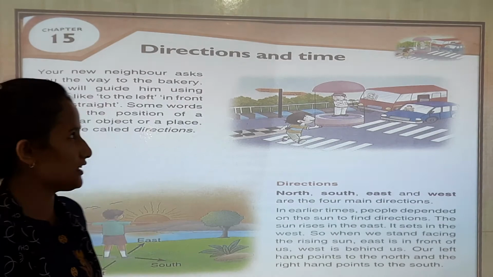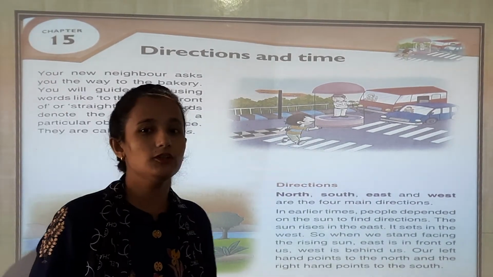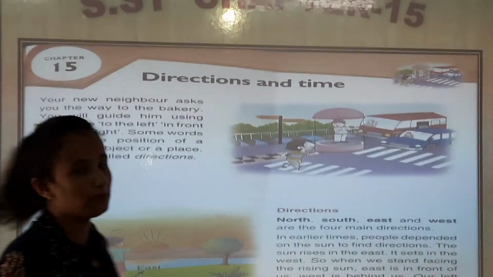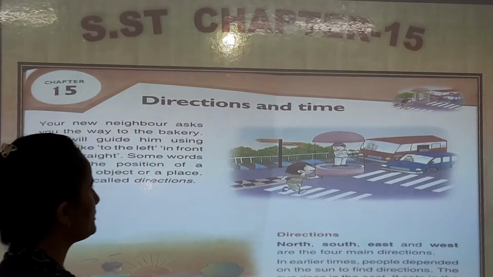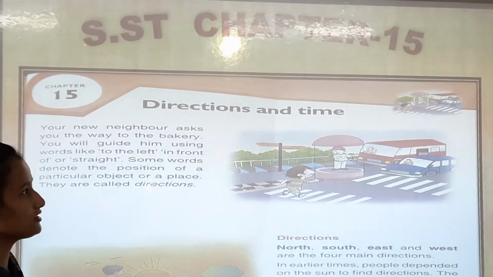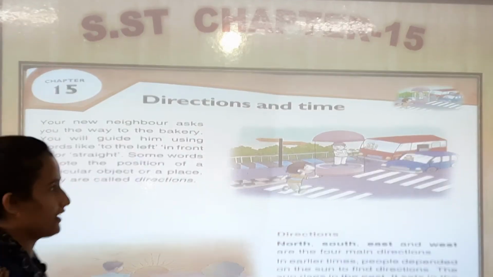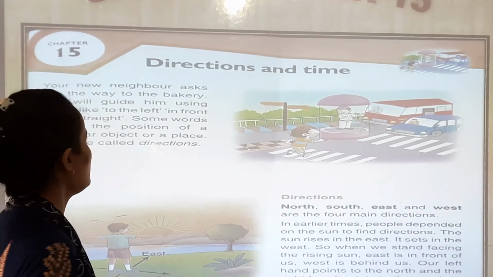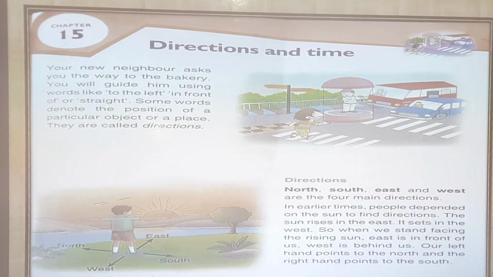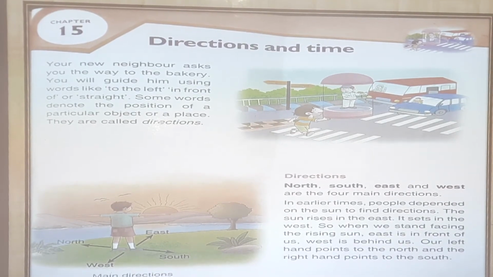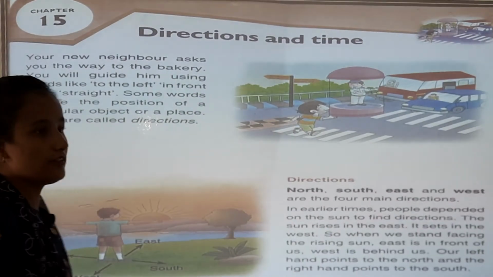Today we are going to start SST class chapter 15. You can take out chapter 15, page number 77. On page number 77 you can see directions and time. Direction means disha and time means samay, right? Today we are going to learn about directions and time.